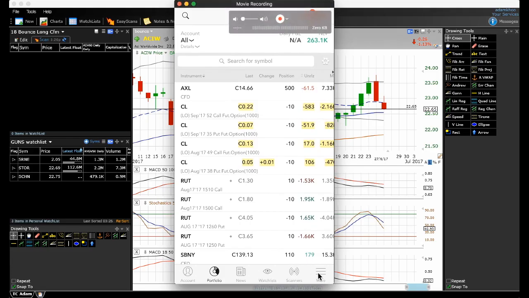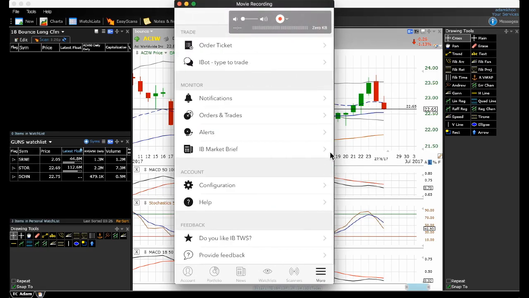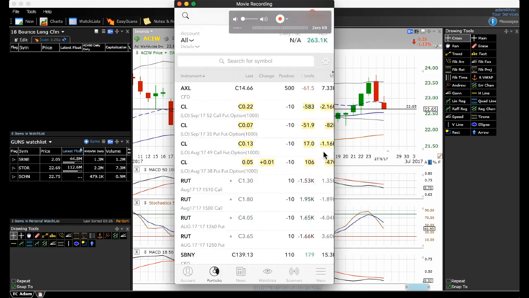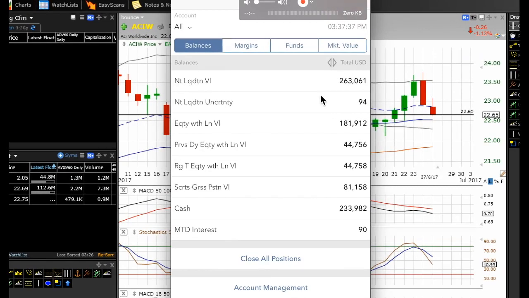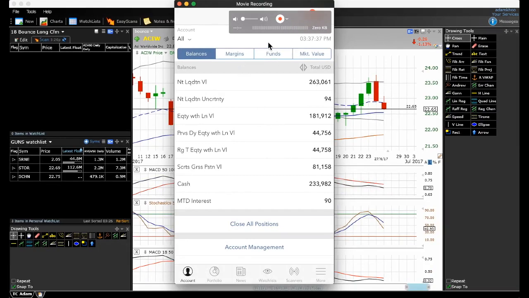So you can click on this as well, More, and click on Account. You can see again your net liquidation. Net liquidation is the capital that you have right now. So if I'm going to place a trade, I'm going to risk 1% of my capital, or whatever your capital may be, right? So that is how you use this app on, again, Interactive Brokers or Halifax. They use the same trading platform, okay?